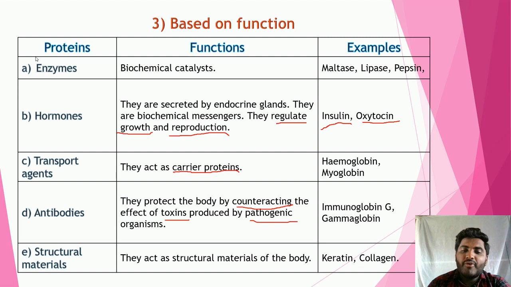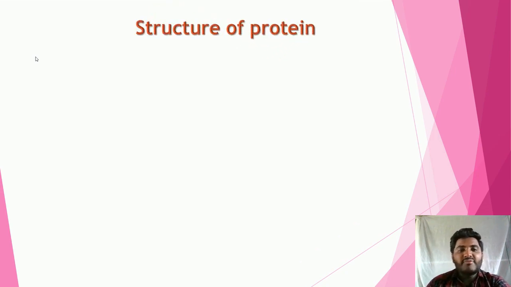Next one, antibodies. So the name itself indicates, antibodies are the ones which will protect our body from the pathogens. So example, immunoglobulin and gamma globulin. Last one, structural materials. They act as a structural material of the body. So example, keratin in hair and collagen in skin and bone. I hope you understood. Now we will discuss the structure of the protein.